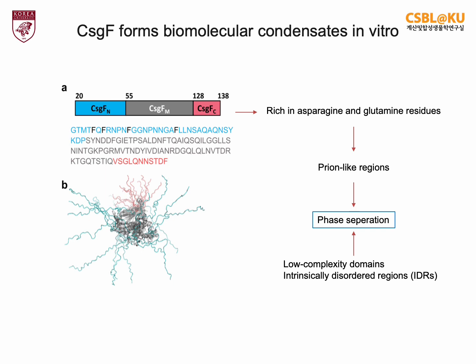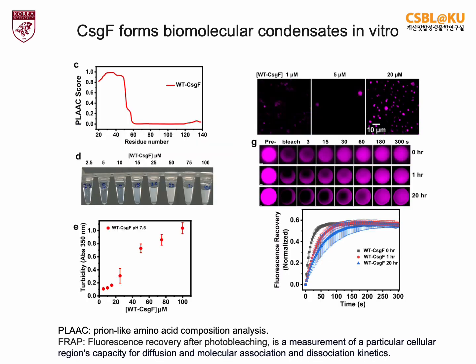Prions are proteins that can switch from non-aggregated states to self-templating, highly ordered aggregates. Like low complexity domains, intrinsically disordered regions undergo phase separation. Therefore, they subjected wild-type CsgF to prion-like amino acid composition analysis. PLAAC predicted that the N-terminus of CsgF is prion-like, as shown in Figure C. The researchers also validated phase separation of CsgF by observing turbidity, fluorescence imaging and FRAP measurements.